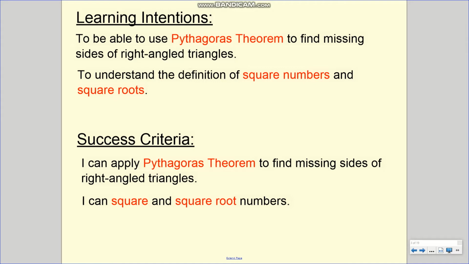Alright, okay, so today's learning intentions. Today's lesson is about being able to use Pythagoras Theorem to find missing sides of right angle triangles. We're going to understand the definition of square numbers and square roots as well. You should be able to say at the end of this lesson, I can apply Pythagoras Theorem to find missing sides of right angle triangles, and I can square and square root numbers effectively.